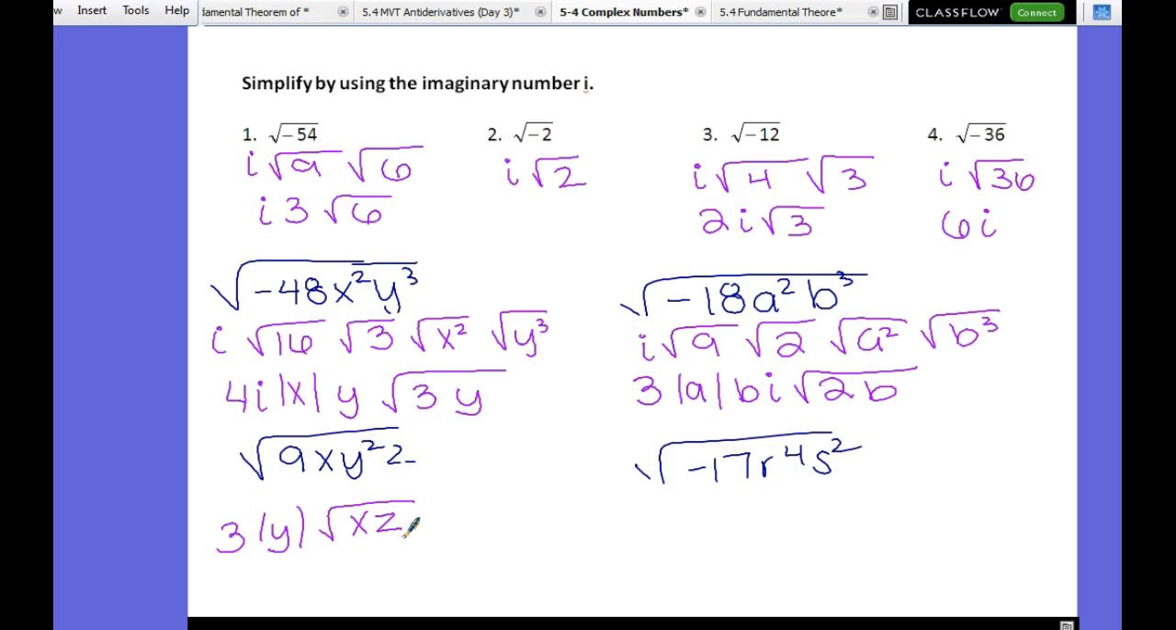Negative. Okay, how about here? Square root negative 17 r to the 4th s squared. Automatically turn your negative into an i. Can I multiply or divide 17 by anything? What is 17 called? Prime. r to the 4th will become r squared. Very good. s squared will become s. Perfect.